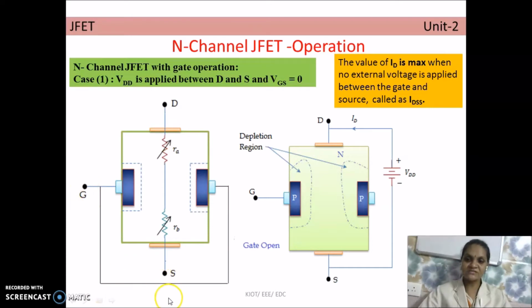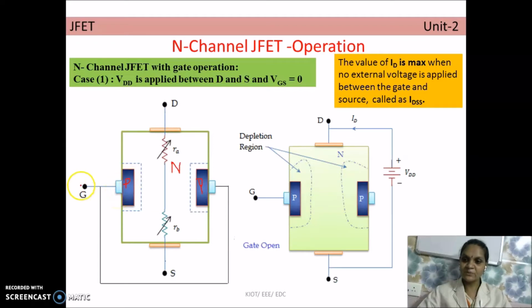So gate and source is left open, and the drain voltage, that is the drain and source voltage, we have to take into consideration. Before that, we will see the structure again. Here, this is a heavily doped P region, and this is also a heavily doped P region, and this is an N-type semiconductor bar. As soon as the P and N regions are diffused, the junctions will be created.